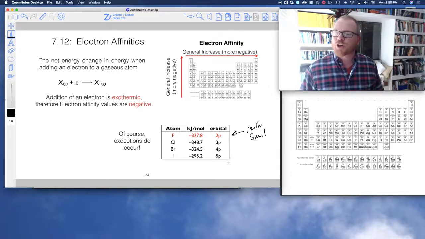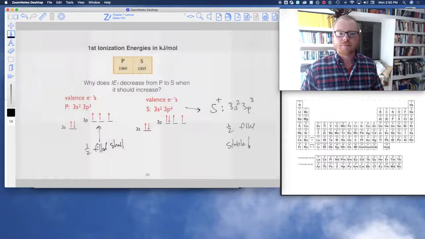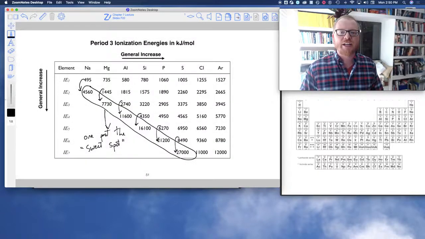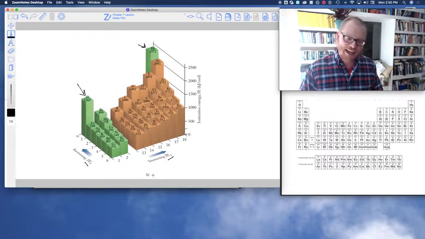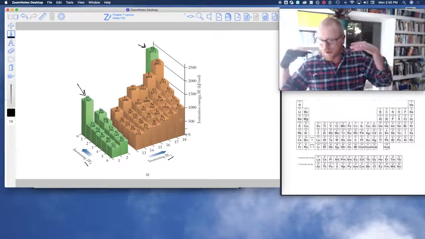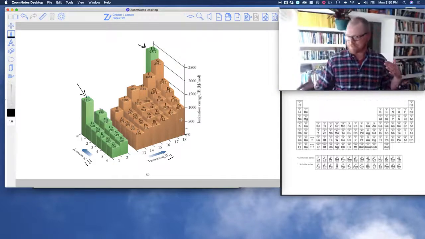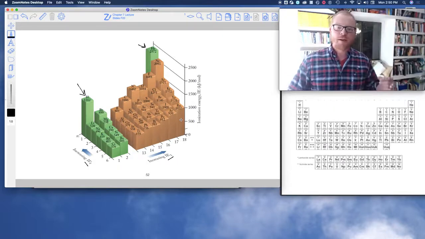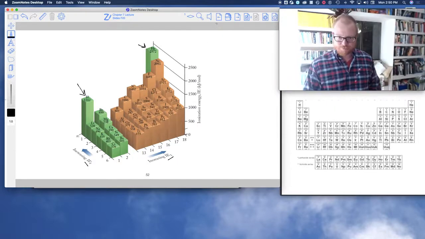So in general, just have a good working idea of these trends. Electron affinity increases as we go up and over. Ionization energy also increases as you go up and over, but remember that they mean the opposite thing. It's the same trend, but it's the opposite.